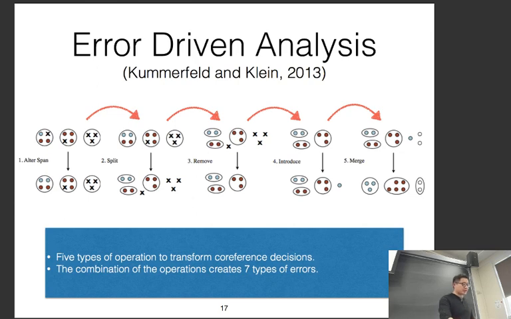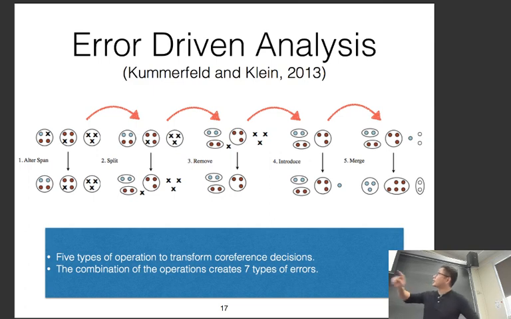Now I want to cover something before neural networks, that is error-driven analysis. Graham actually talked about this last lecture. The people there conducted error analysis for parsing, the same group of people actually. I'm not sure about the first author, but it's Dan Klein's group. They do another analysis for coreference as well. So let's see what kind of errors could appear in a coreference system.